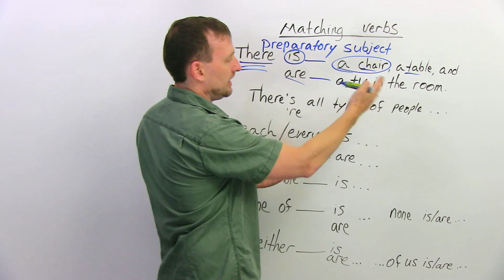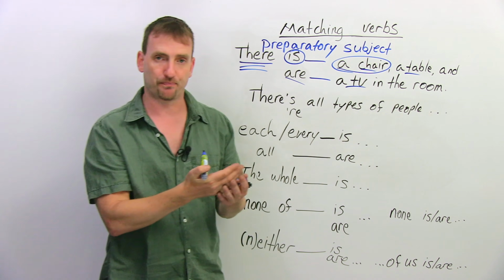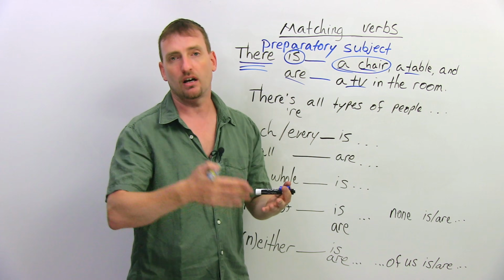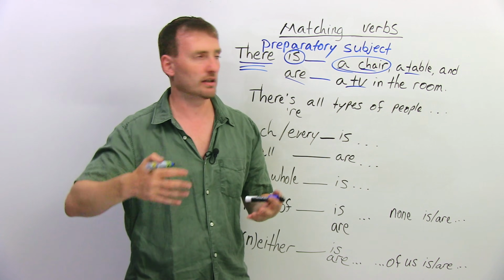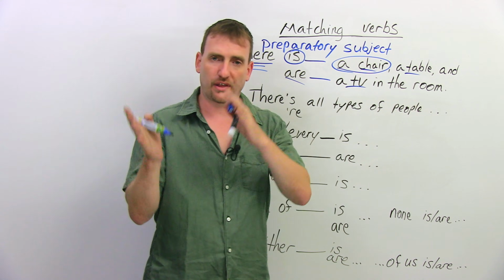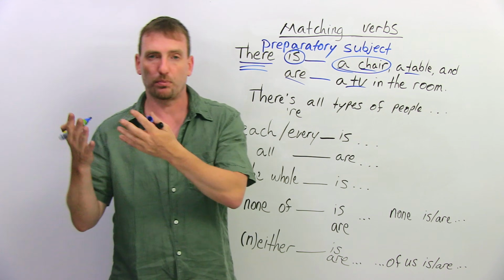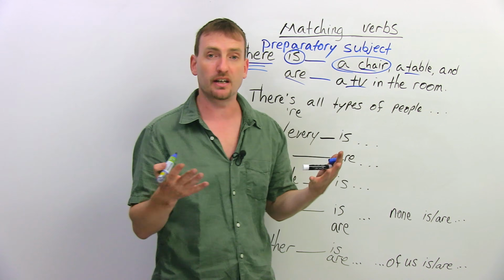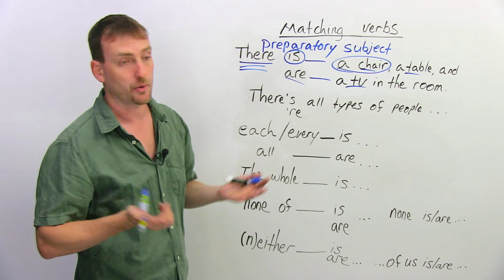So, a chair, a table, and a TV are in the room, okay? Or, I walked into the room and I saw a TV, a chair, and a table. Make a new sentence. Put the items as objects, put something else as a subject, make sure your verbs match or agree, and then you'll avoid all the awkwardness.